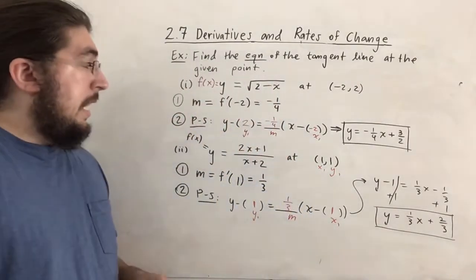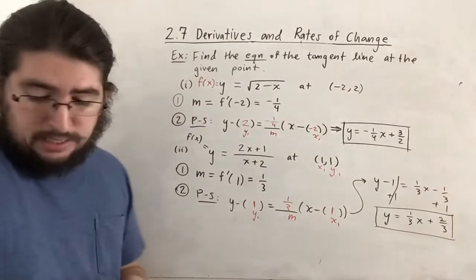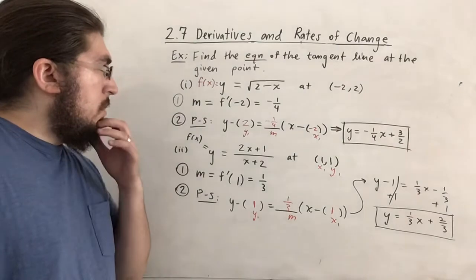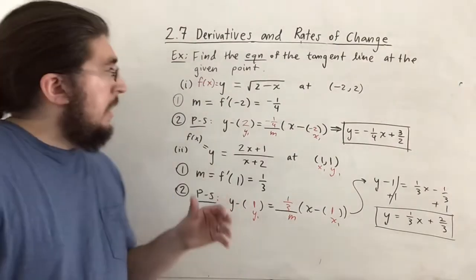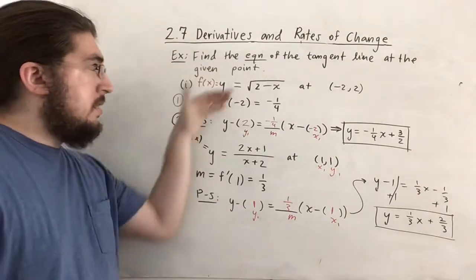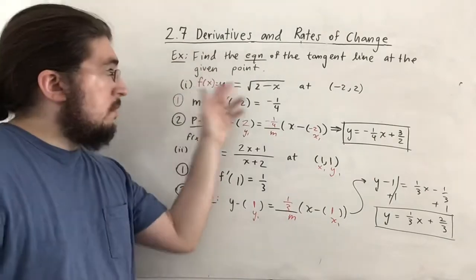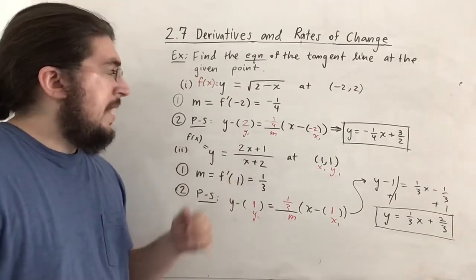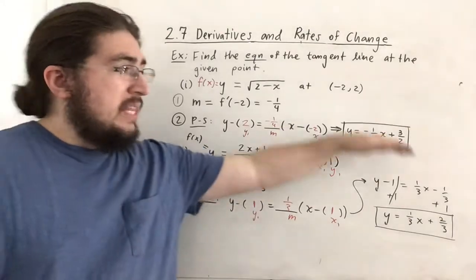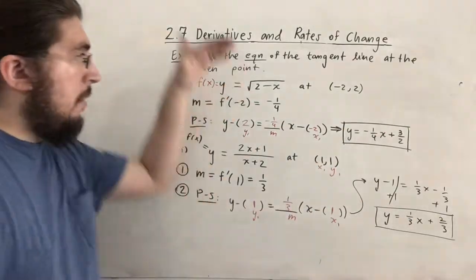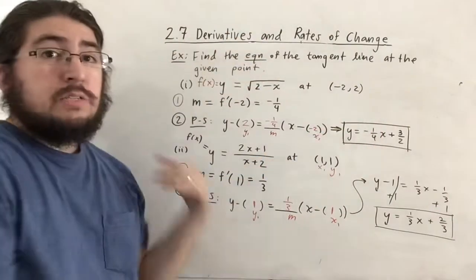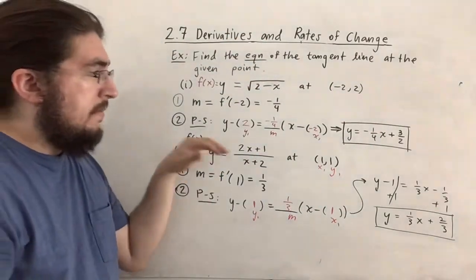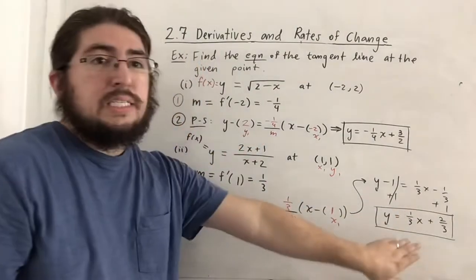Great. And that's the slope of the tangent line, well, the equation of the tangent line actually. And what would be a really nice exercise for you to do is to graph these given curves, y equals radical 2 minus x, and y equals 2x plus 1 over x plus 2, individually. So I would graph this with this, and then you'll see that this is indeed a tangent line at this point. Similarly, I would graph this with this, and you'll see that this is indeed a tangent line at this point.